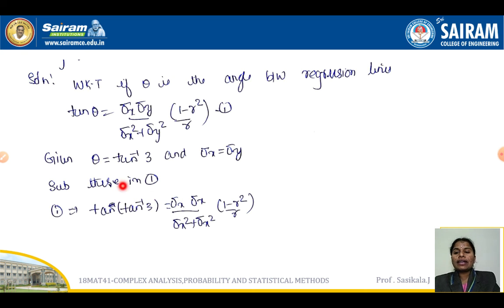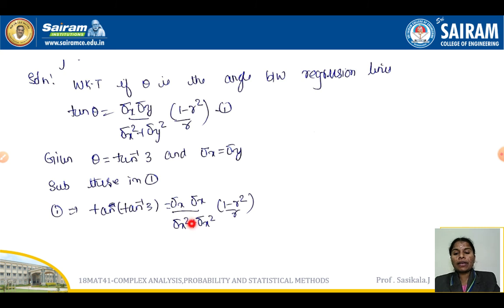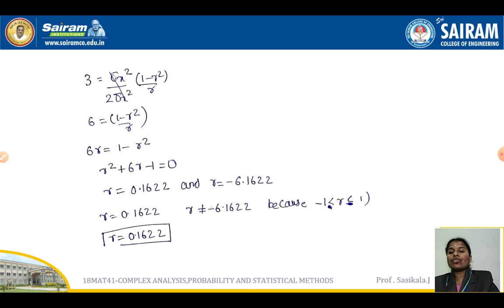So what is that? Tan of tan inverse of 3, which is equal to sigma x, and I'm going to replace sigma y with sigma x, by sigma x squared plus sigma x squared, of 1 minus r squared by r. So simplify that. Sigma squared will get cancelled. I'll get 3 on the left. The denominator will become 2 sigma x squared. So 2 into 3 is 6, which is equal to 1 minus r squared by r. So 6r is equal to 1 minus r squared.